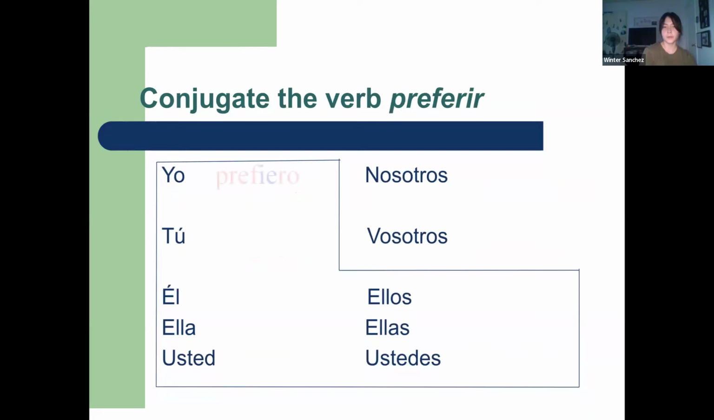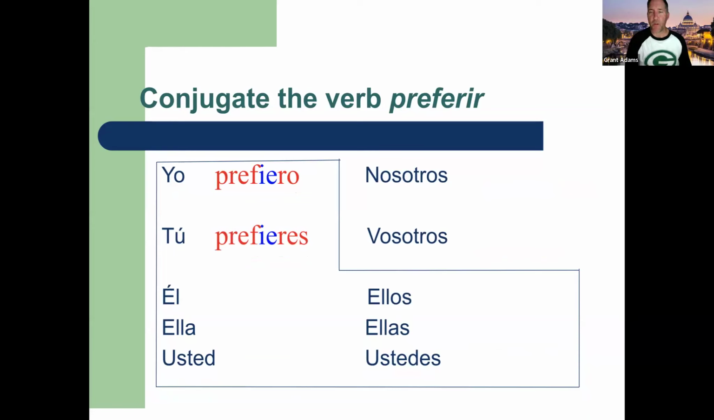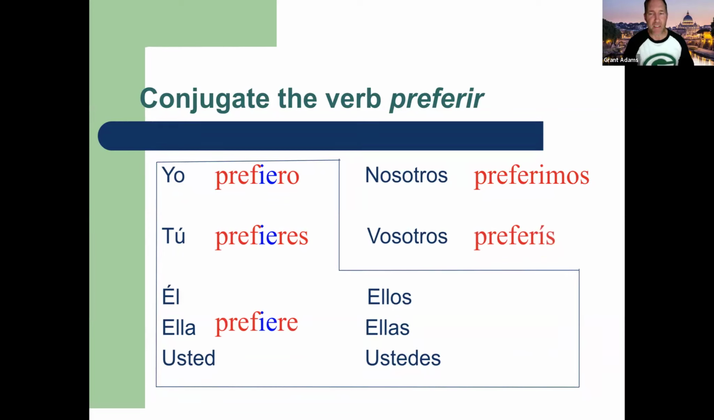Preferir. Prefiero. Perfecto. Excelente. This is comical. ¿Prefieres? Prefieres. Muy bien. ¿Prefiere? Prefiere. Preferimos. We got it all. ¿Preferís? Preferís. Prefieren. Yeah, let's go ahead and mute you guys again.